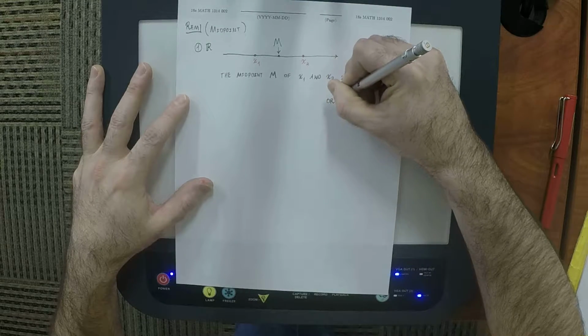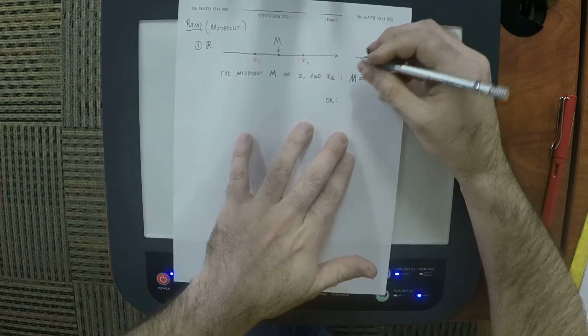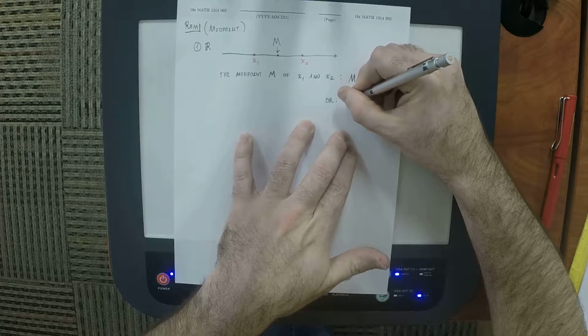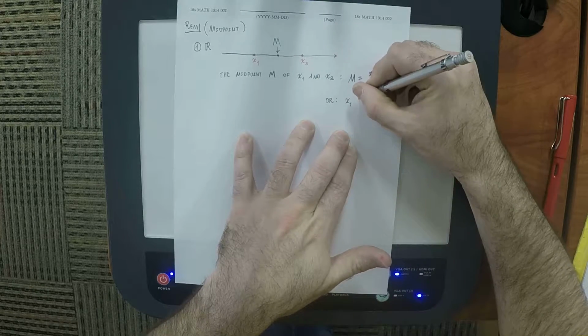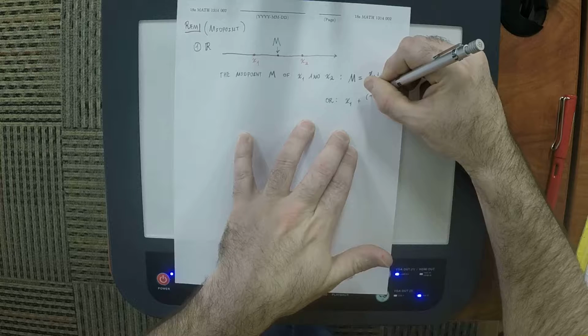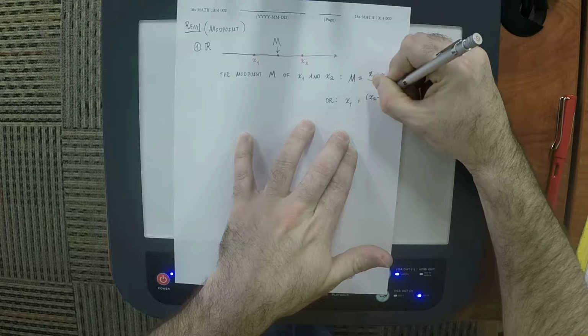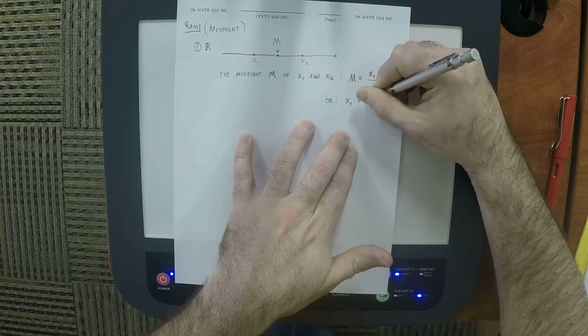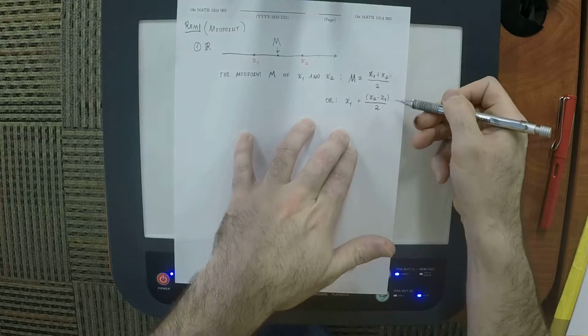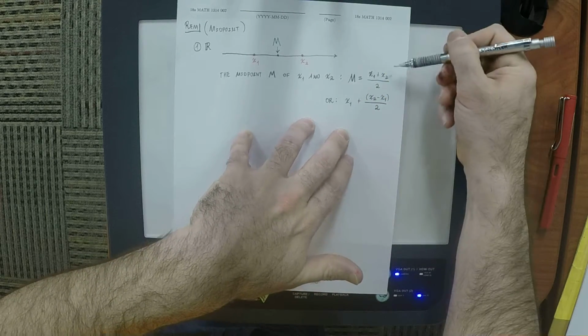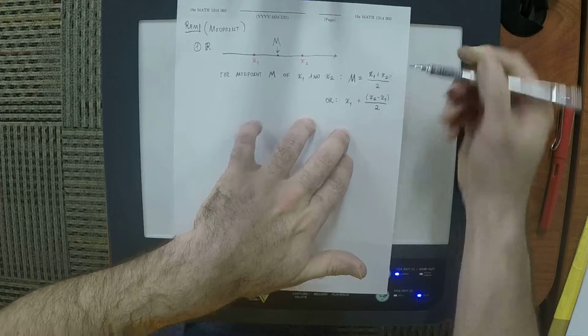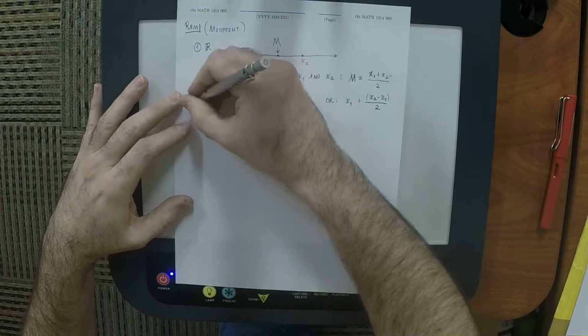So another way to do this, the way that humans do it when you don't prompt them to do otherwise, is x1, the point on the left, plus half the distance between them. So this is what most folks do in their head, but we're going to use just that one. Okay.